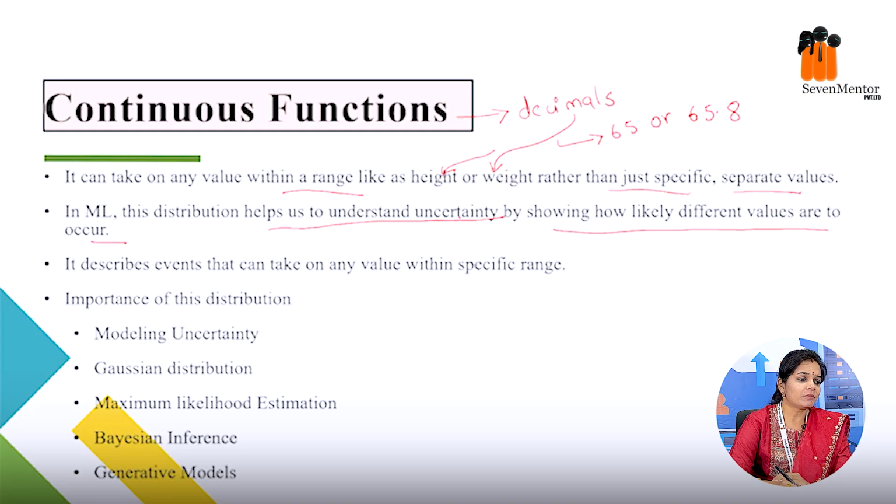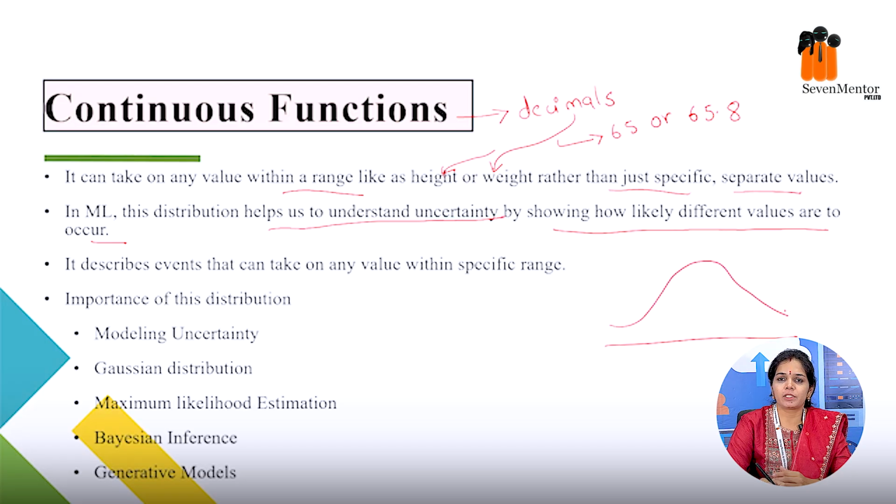We will be seeing this in machine learning models. We can see it in linear regression, where the data set has different columns, and we will be able to relate it. It describes events that can take on any value within a specific range, the same decimal values.